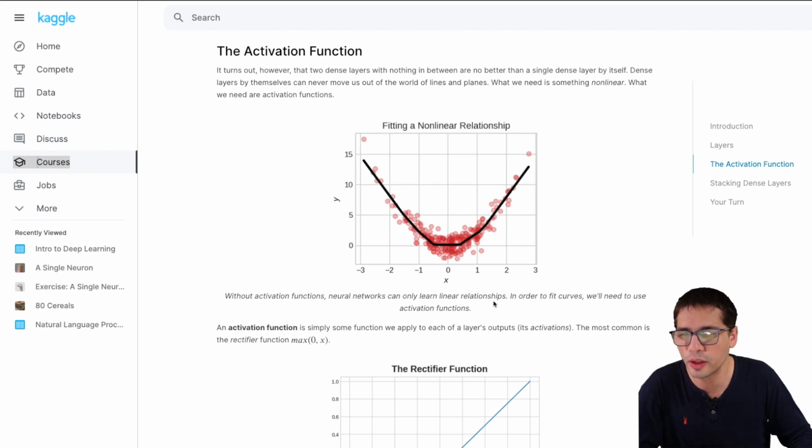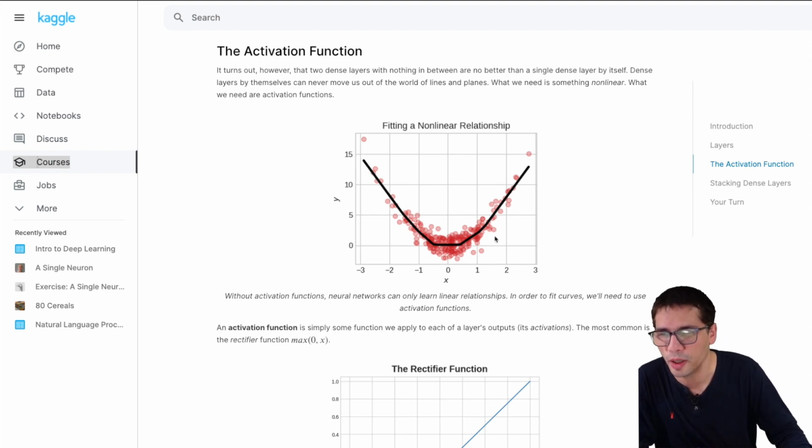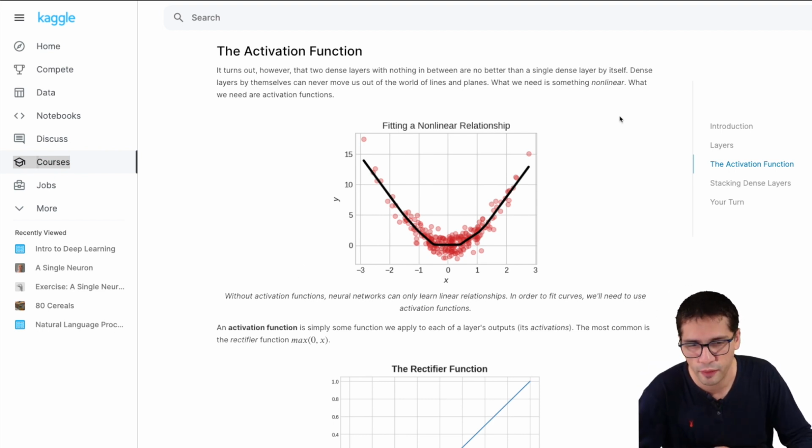In order to fit curves, we'll need to use activation functions. It's kind of the point, because we saw just now that a linear unit, for example, is only a line, like in a plane, right? In a 2D dimension, right? You never have things as perfect as that, right?